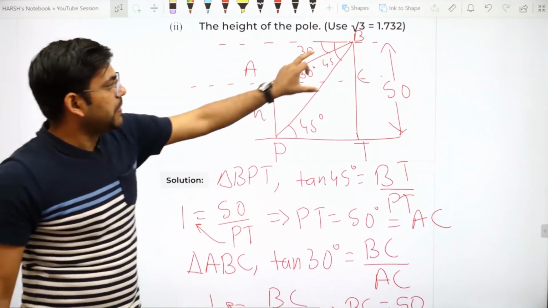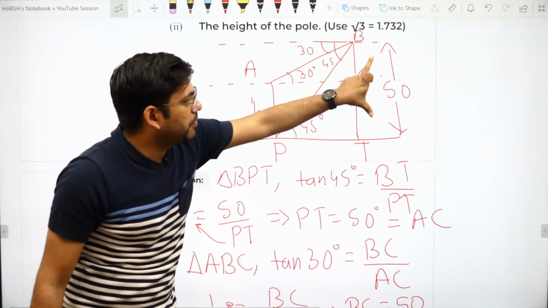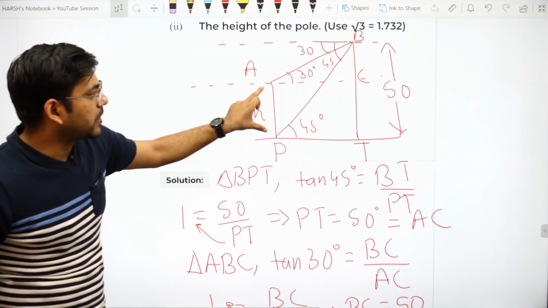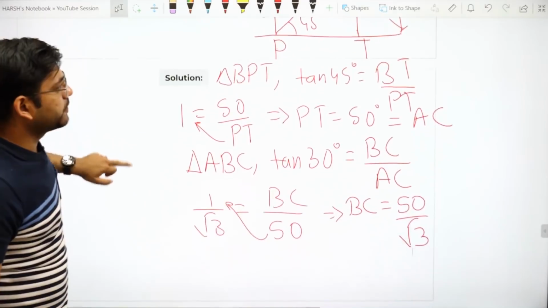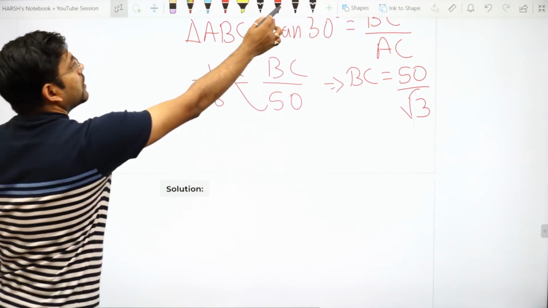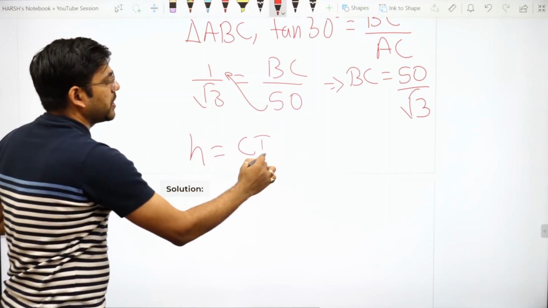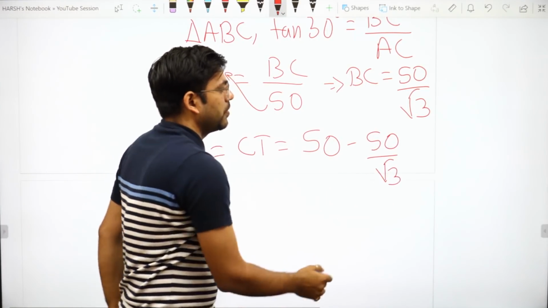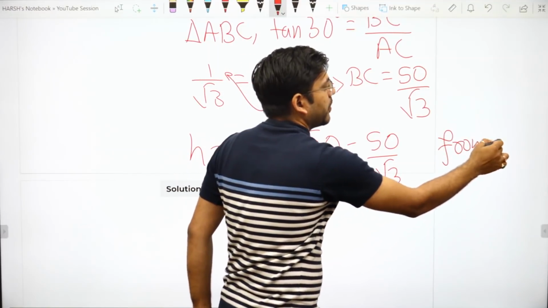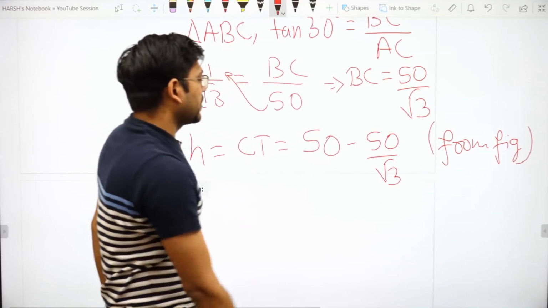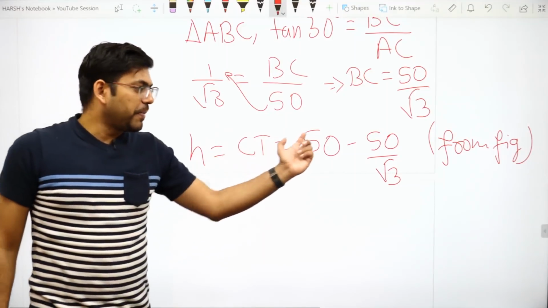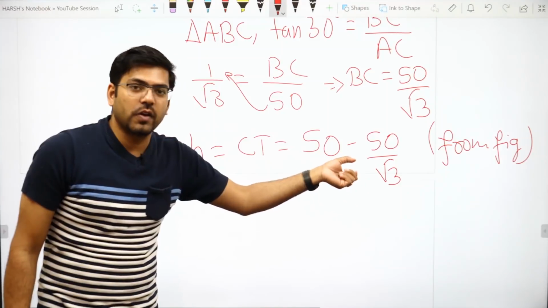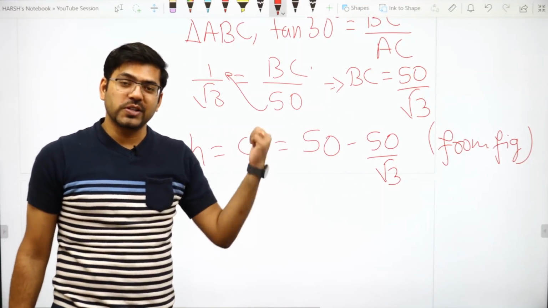So what does this BC mean? We will subtract BC, that is 50 upon root 3, from 50, and we will get the value CT. So let us do that. I am writing here H is equal to CT is equal to 50 minus 50 by root 3, from the figure. Now you have got the value 50 minus 50 by root 3, and from here you need to solve it. Root 3's value is already given, so you can solve it there.